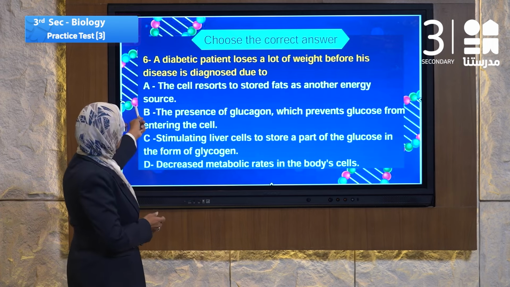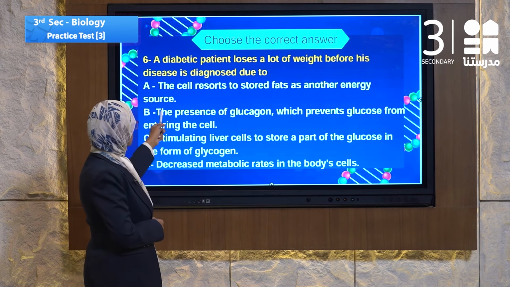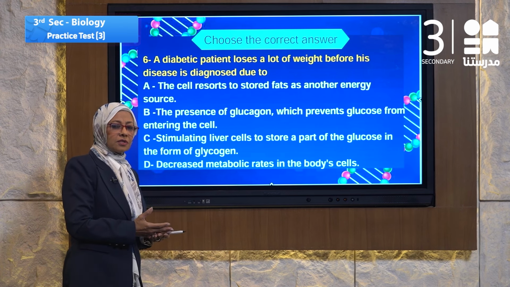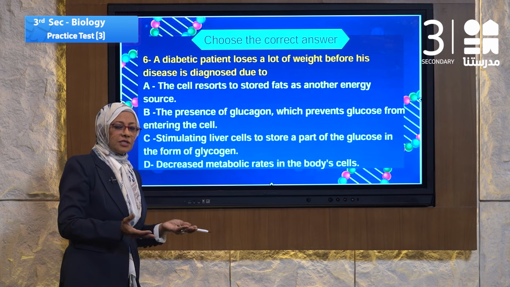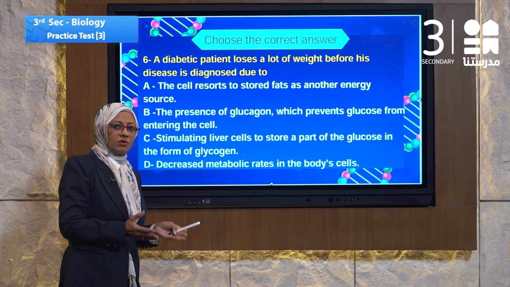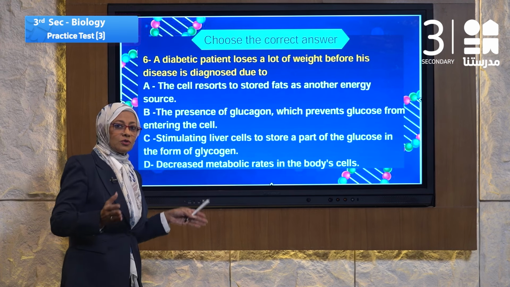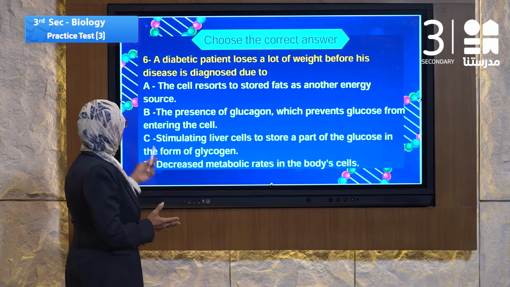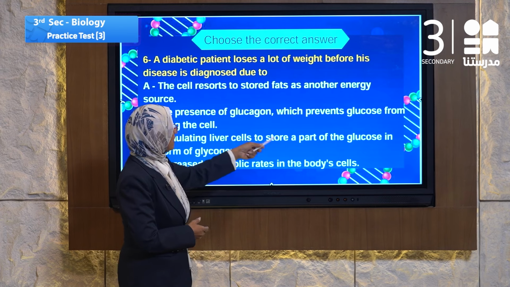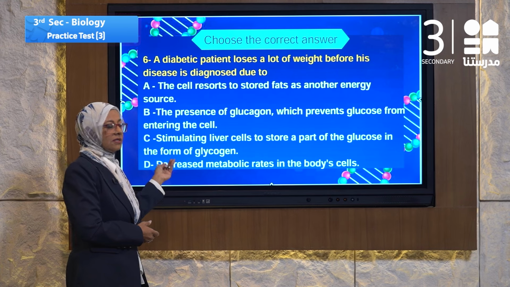Number A, the cell resorts to stored fats as another energy source. The cell must have an energy resource because there is no energy inside the cell. What is the source of energy in all cells? It must be glucose sugar. There is a lot of glucose sugar but no insulin. Let's go to number B, the presence of glucagon, which prevents glucose from entering the cell. No, it's not the answer.